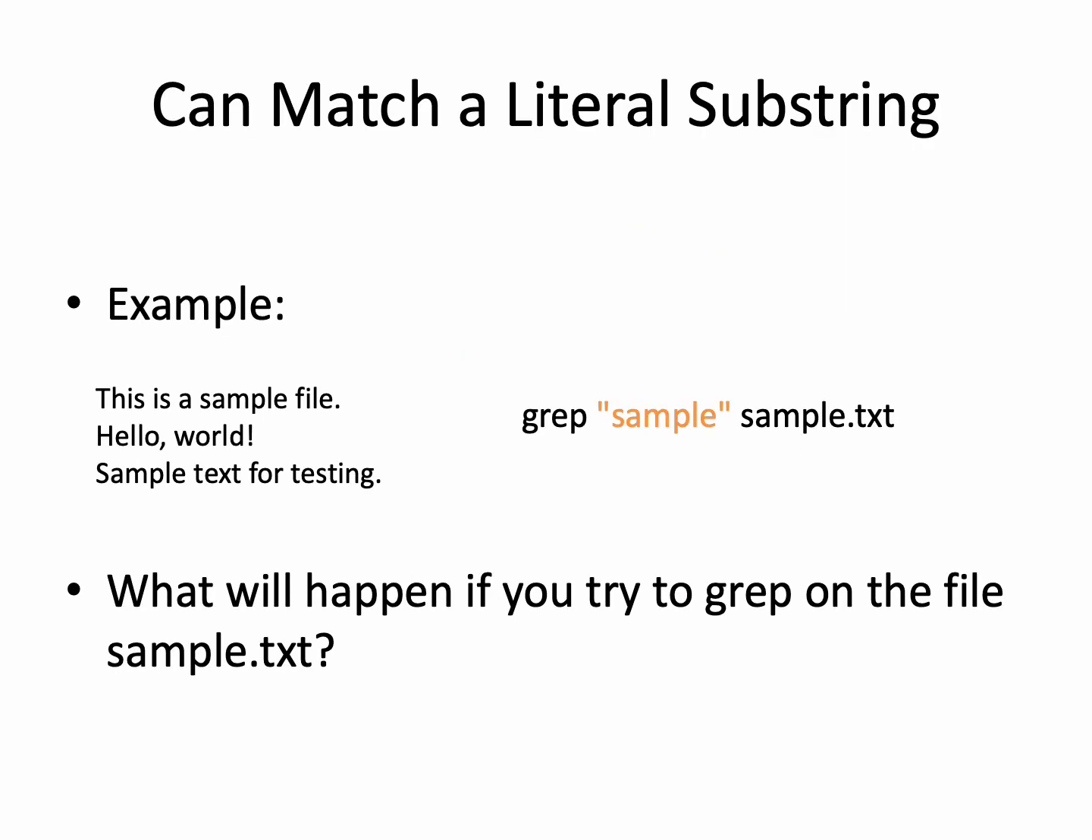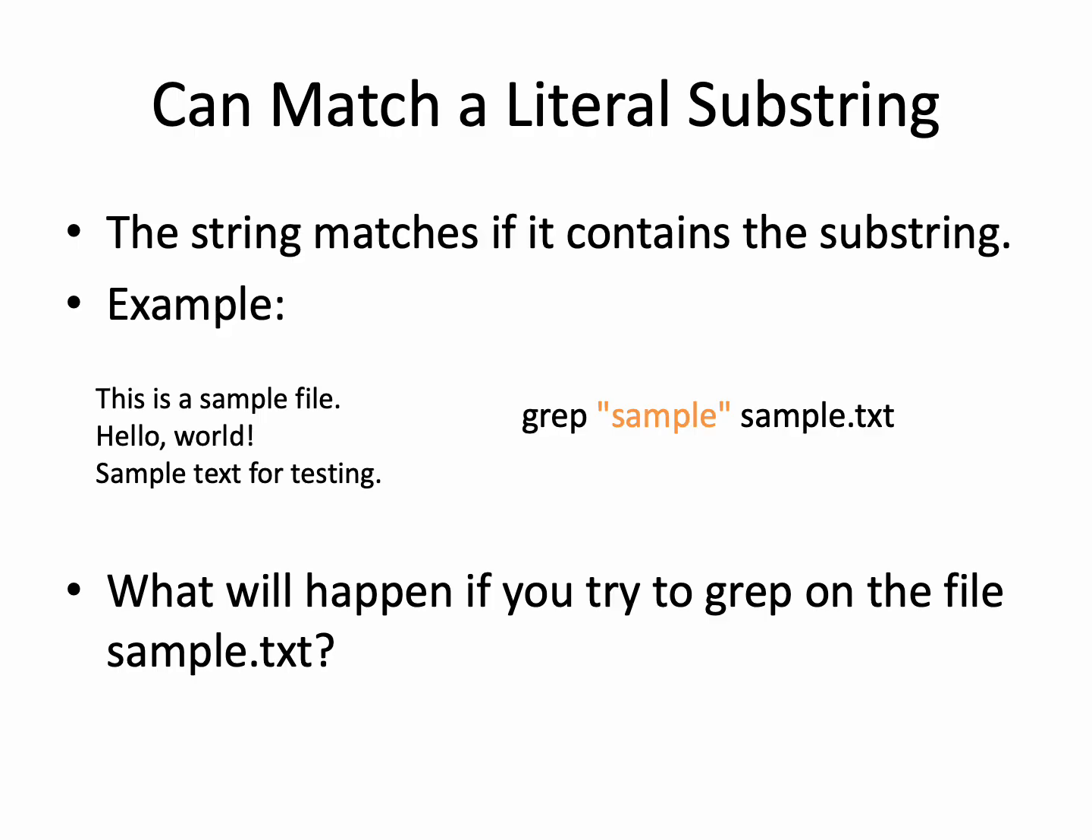Okay, so let's say that you have a file called sample.txt, and you want to find if the word sample exists. So my example file is right here. You can totally create this file and try it on the command line. This is a sample file, hello world, sample text for testing. And I'm going to do grep "sample" sample.txt. So this just matches the word sample. Basically the string will just match if it contains the substring. That's all that it is. So what you're going to get printed out on your command line, hopefully, is just "this is a sample file" printed out there.